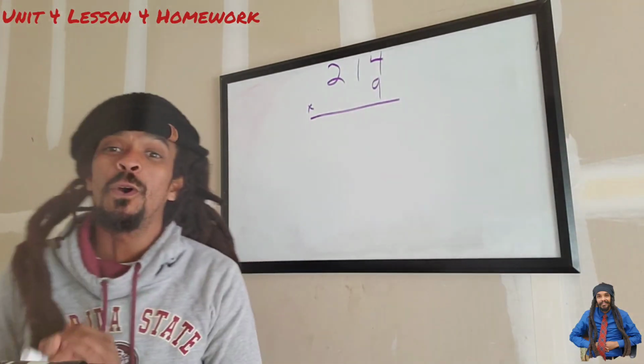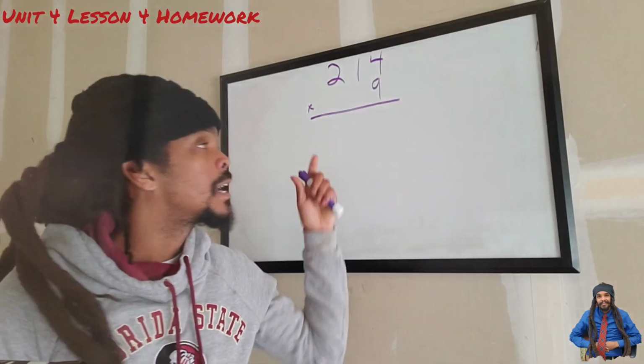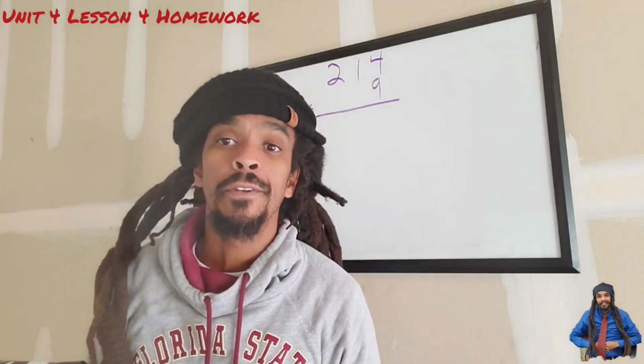Unit 4, Lesson 4 homework. Let's get right into it. We are calculating 9 times 214 using the standard algorithm.